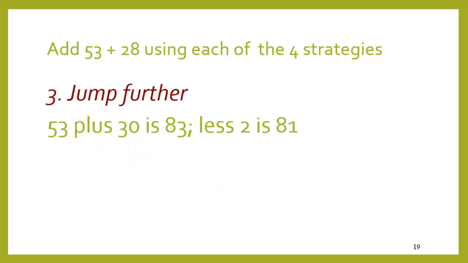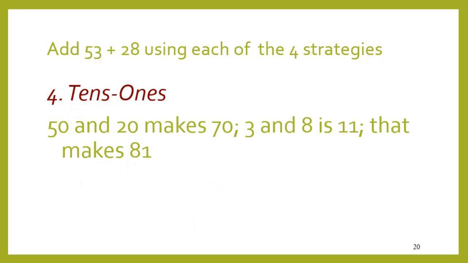There are different strategies. Some people will prefer one over another. Adding the tens, 50 and 20 make 70. Adding the ones, 3 and 8 make 11. 70 and 11 make 81.